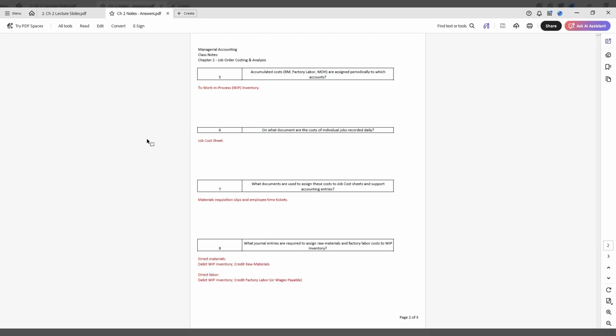So that makes sense. Our notes, question number 5 said accumulated costs, raw materials, factory labor, and manufacturing overhead, MOH is manufacturing overhead, are assigned periodically to which accounts? And that's really going to be where we're going with this, where they go into WIP, right? That's the important intermediate step.